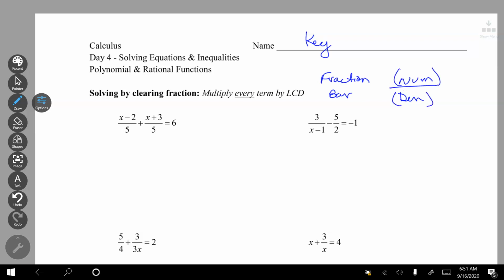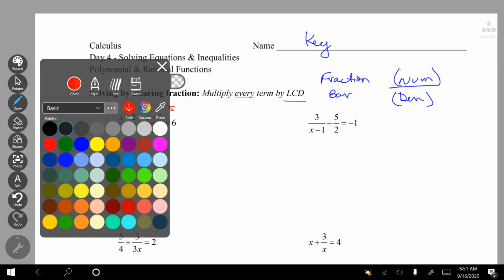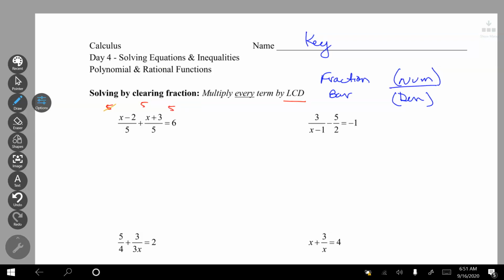So what I want to do to solve these problems is get rid of the denominators. I don't want to work with these fractions, and I need to multiply every term by a least common denominator, or just a common denominator. It doesn't really matter. So for me, in this example, everywhere I do a 5, these 5s cancel, and I get the very simple x minus 2 plus x plus 3 equals 30.